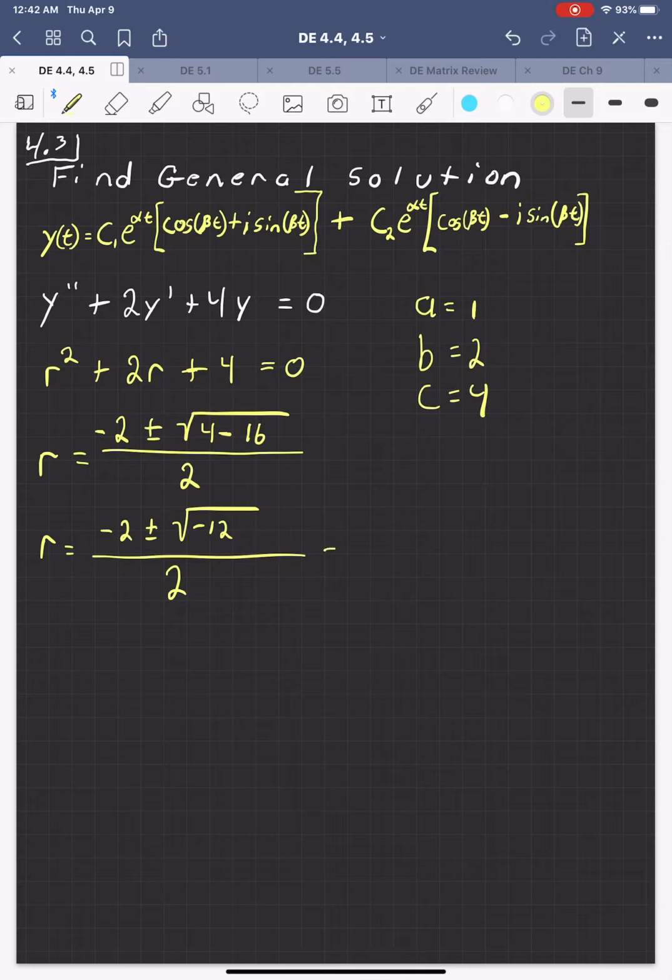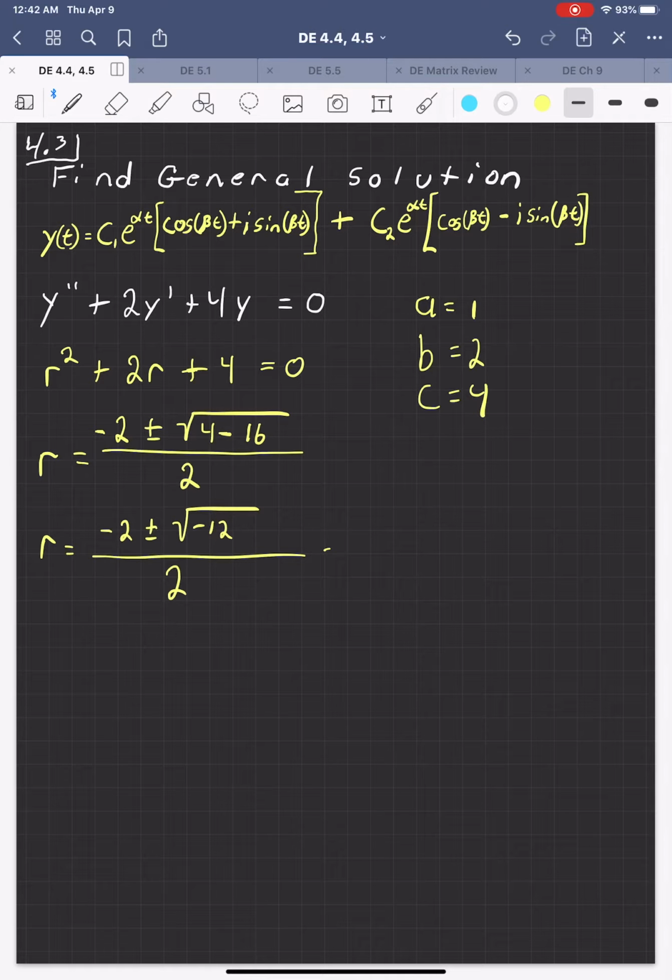So let me go ahead and go a little bit further. So this is going to be negative 2 plus or minus, I guess I'll come off to the side just to make sure. So let me erase that. I'll keep working down, so bear with me just a second.